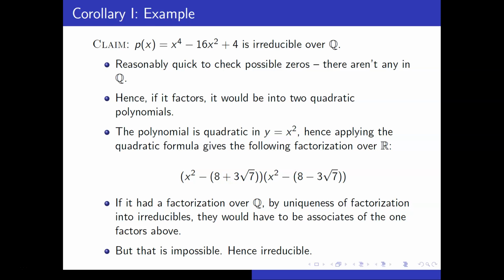Now, this gives us a quadratic factorization, admittedly involving real numbers, not rational numbers. Okay, but that's enough, because if it had a factorization over Q, then these would have to be associates of that factorization. So I'd have to be able to multiply through by an invertible real number and somehow wipe out all the radicals and get rational numbers when all is said and done.